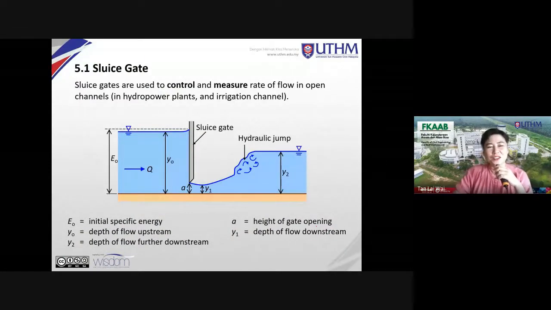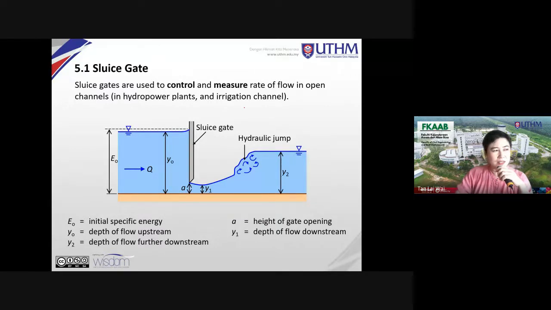Okay, let's look at the first hydraulic structure, the sluice gate. Sluice gate is used to control and measure rate of flow. For example, you have sluice gate at the dam structures. It is used to control. You have sluice gate at the top of the weir as well, where you can control the release of the water. When it is full, you want to release it, right?